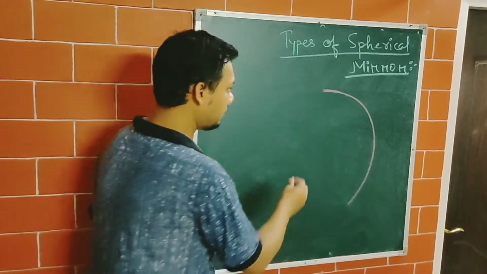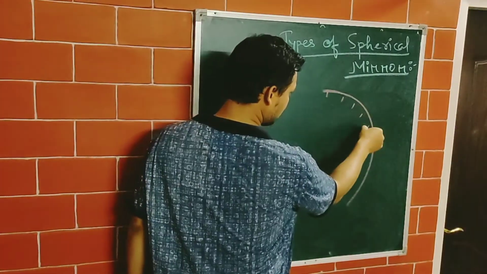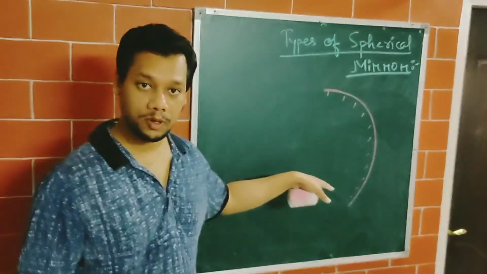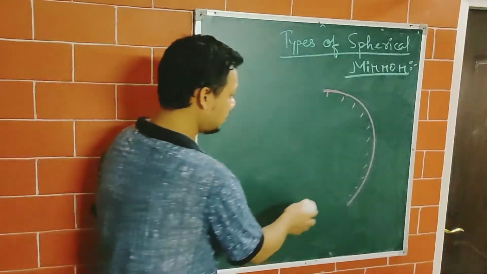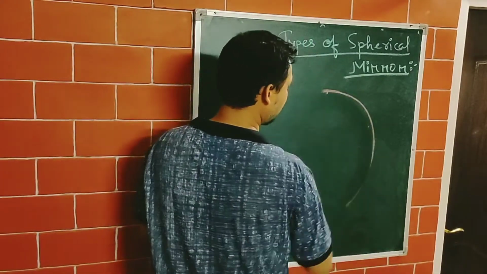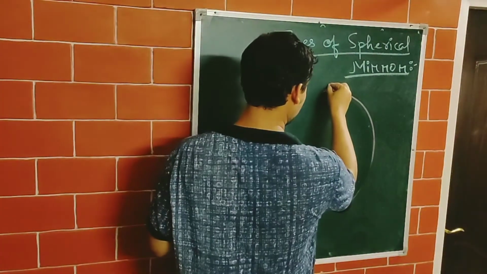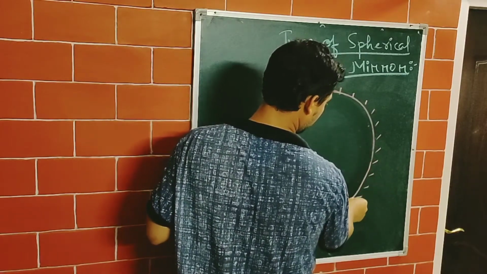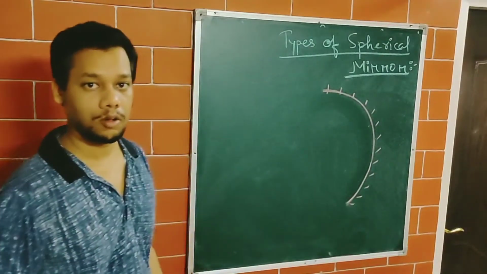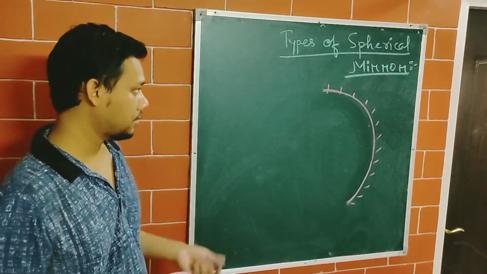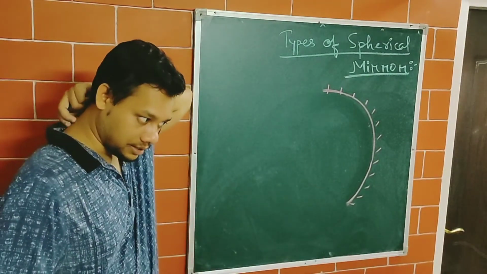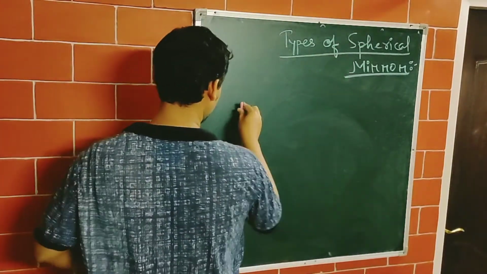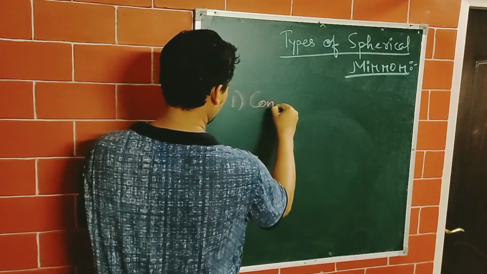If we paint it inside, it will be called a convex mirror, and if we paint the glass with silver color on the outside, then this will be called a concave mirror. So this is how we create a mirror. Okay, first type, concave mirror.